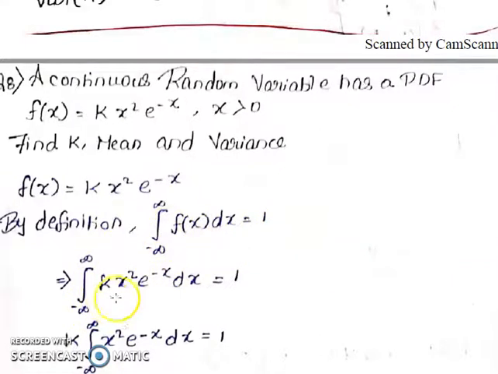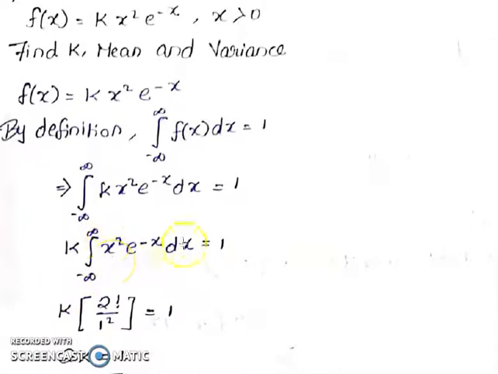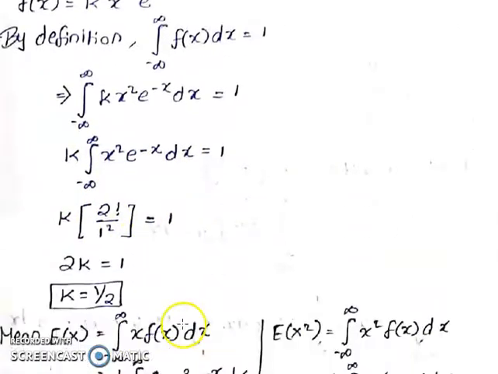What is f of x? The integral of k into x square e power minus x dx equals 1. K is the common factor here, bring it away. Apply the gamma distribution formula here, 2 factorial by 1 square. That is equal to 1, so k equals 1 by 2.